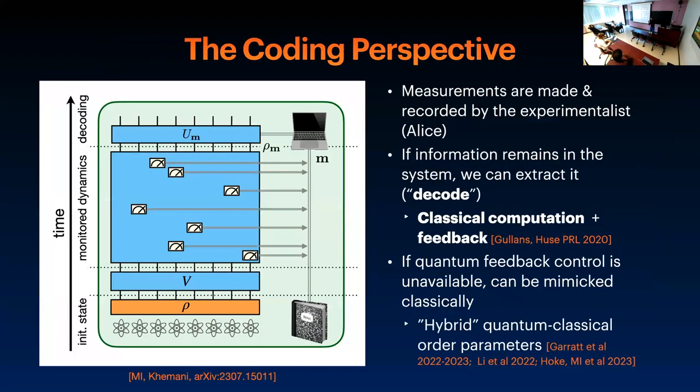Oh, yeah. Is there a conceptual difference between this and quantum error correction, or is it simply just a different application? Right. Great point. So the coding perspective is exactly taking this point of view that this is a version of quantum error correction. You can think of these different measurement outcomes as a syndrome, and then there is a correcting unitary that you can do based on the syndrome. And yes, that is essentially that point of view.